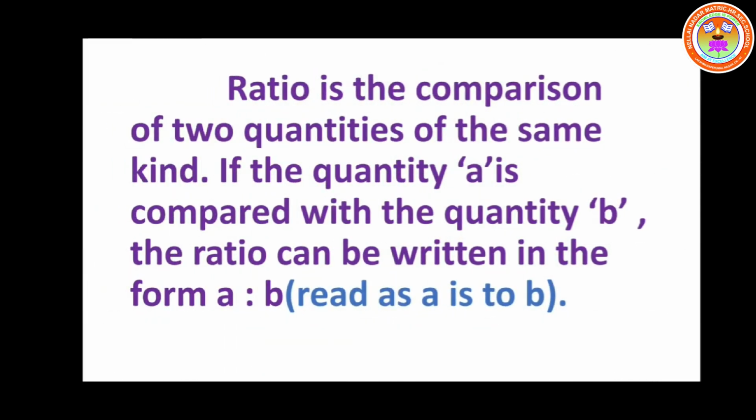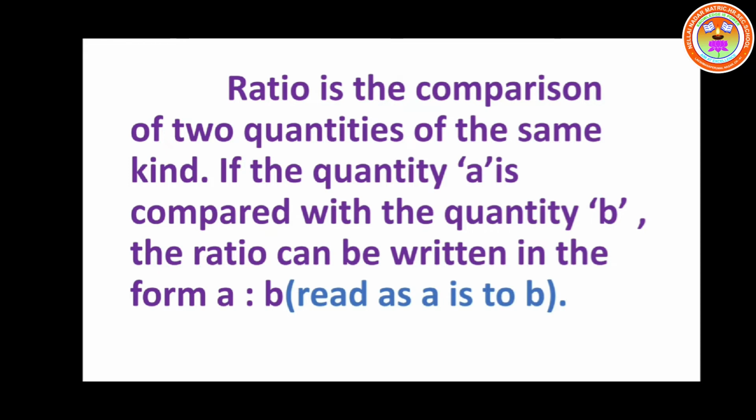Ratio is the comparison of two quantities of the same kind. If the quantity A is compared with the quantity B, the ratio can be written in the form A is to B. What is the meaning of the same kind, children? If A is given in liters, then B should also be in liters, having the same units. Then only we can compare. If it is in meters, that also should be in meters. Cups means it is a cup. Depending upon the unit given in the first quantity, B should have the same unit. Then you can compare both.